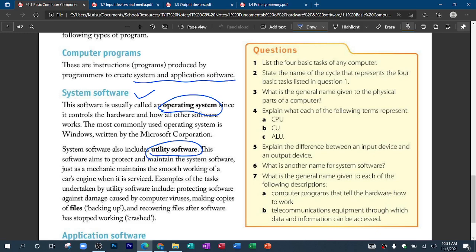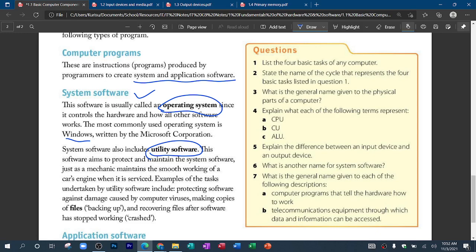Examples of the operating system: Windows, Linux, Unix. Examples of the utility software: CCleaner, your antivirus, Avast, and so on. Backup software like maybe Recuva, and so on.